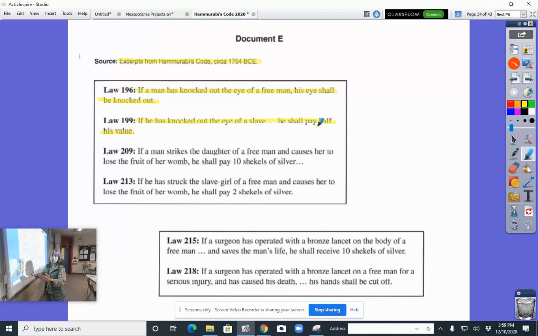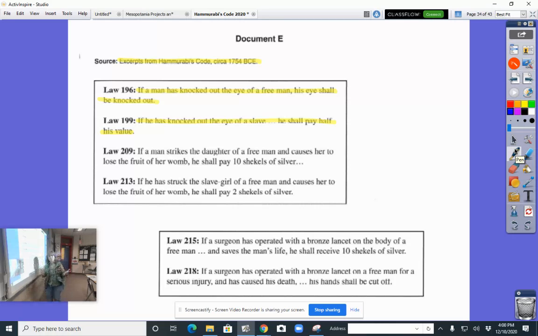Now, it depends on your perspective on this, if you think this is fair or not. If you're coming from the viewpoint of the property owner, then you're thinking, you know, that's fair to that property owner. Maybe the slave was worth a certain amount of money. Now his eye's knocked out. He's not worth as much anymore. So he's going to be worth half as much. But if you're coming from the standpoint of the slave, what compensation does he get? You know, not a thing, right?